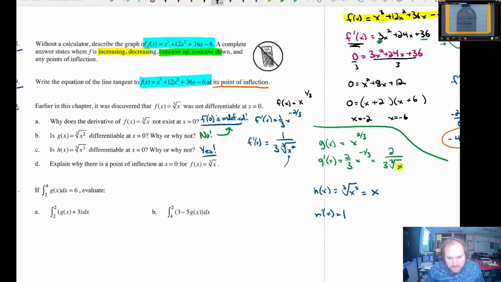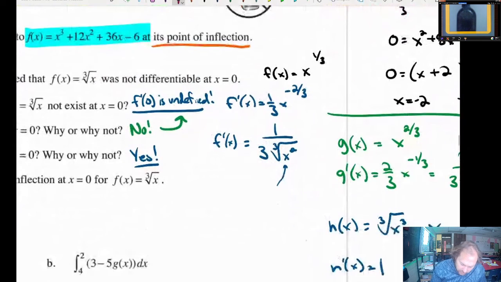No issues. The question here is explain why there's a point of inflection at x equals 0 for f of x equals x to the 3rd power. So now we're back to f of x over here. Let me zoom in a little bit. Let's take a look at the next level down. What's f double prime of x in this case?